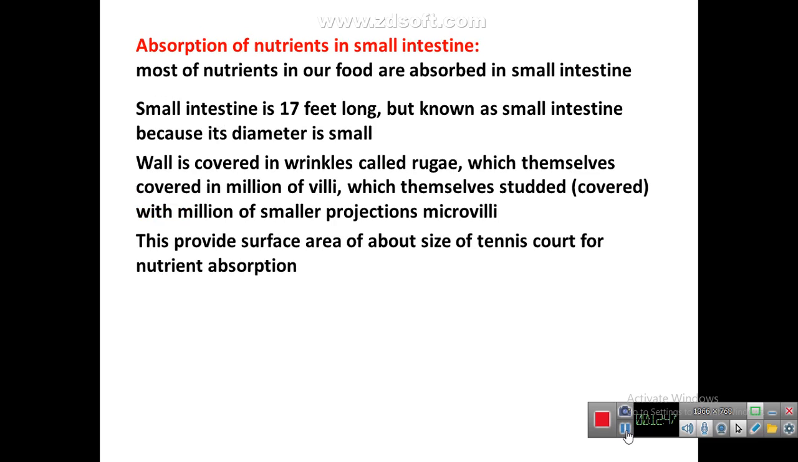Absorption of the nutrients in the small intestine. Most of the nutrients in our food are absorbed in the small intestine. The small intestine is 17 feet long but is known as small because its diameter is small. The intestinal wall is covered in wrinkles called rugae, which are themselves covered in a million finger-like projections known as villi. The villi themselves are covered with a million smaller projections known as microvilli. This provides a surface area of about a tennis court for nutrient absorption. It means if the small intestine is taken out of the body, opened and measured, it is about the size of a tennis court. This longer size helps in maximum absorption of nutrients present in the food.